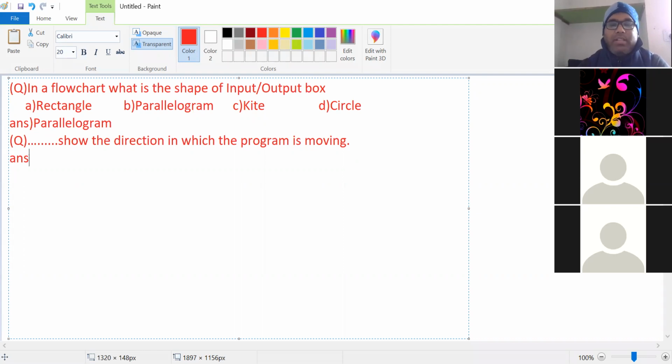Now answer the question. If you don't know the answer, these things will be in your mind. So dash shows the direction in which the program is moving. Answer this question. Yes, everyone, answer this question. Dash shows the direction.